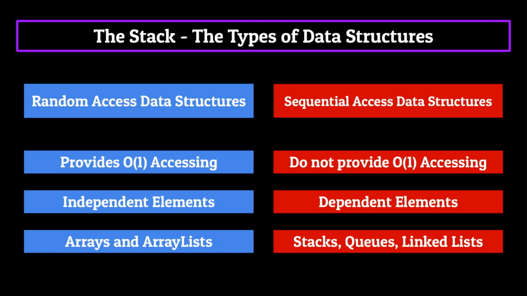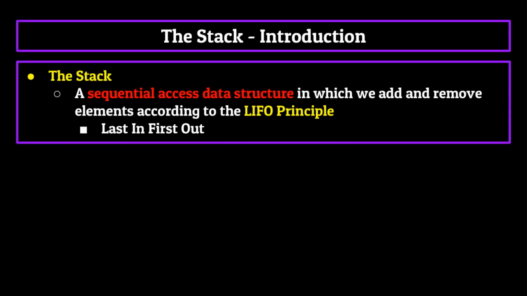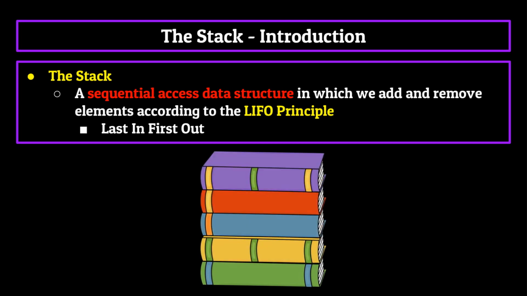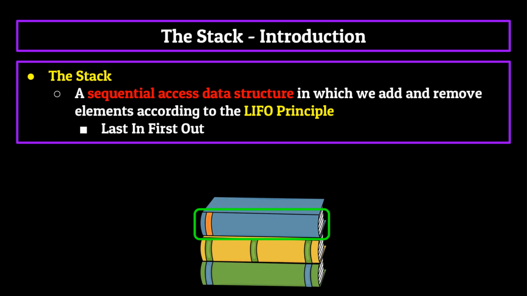We've already skirted around the topic long enough, so let's finally talk about what a stack actually is. Now, the stack is a sequential access data structure in which we add elements and remove elements according to the LIFO principle. LIFO, which stands for last in, first out, means that whichever element we added to the stack last is going to be the first one we retrieve. Think of this as a stack of books. Each time you add another book to the top, you do so by stacking it on top of the others. If we wanted to get a book in the middle of that stack, we would first have to take off the books on top of it. We can't just grab that book from the stack and expect the entire thing not to fall in on itself.